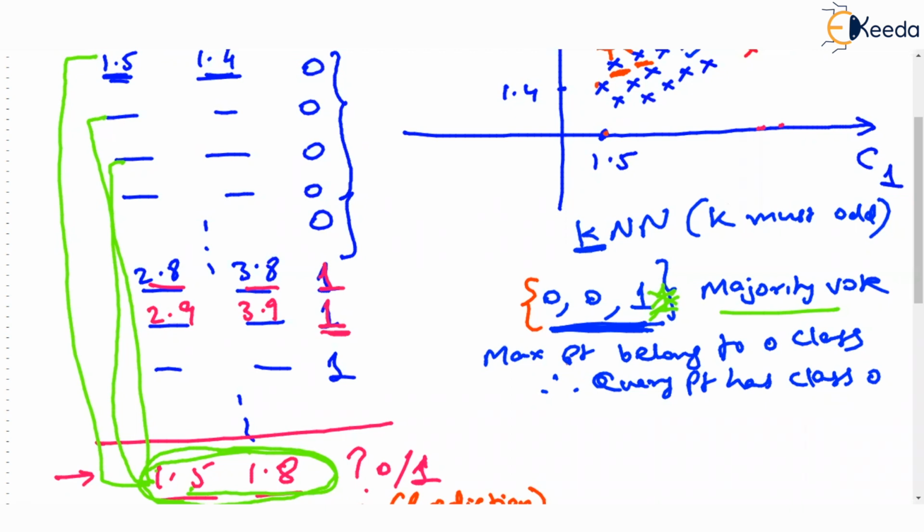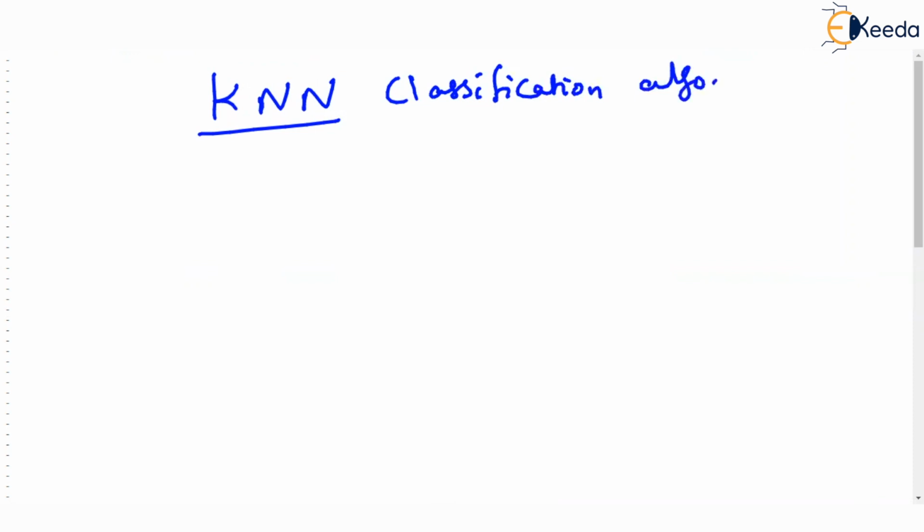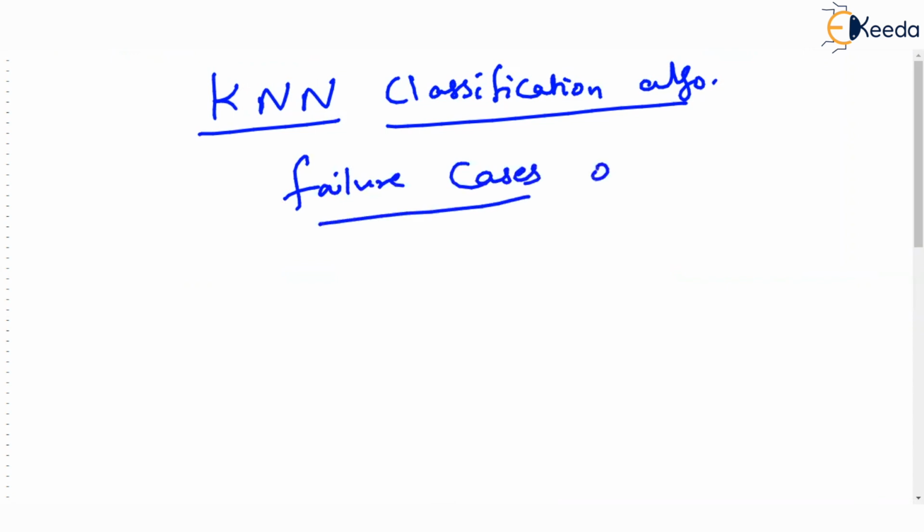Now, if you have got enough idea about what the KNN classification algorithm is doing, let's understand some failure cases of KNN. In such cases, which I am explaining, KNN will do very, very poor prediction, or we cannot trust this algorithm.